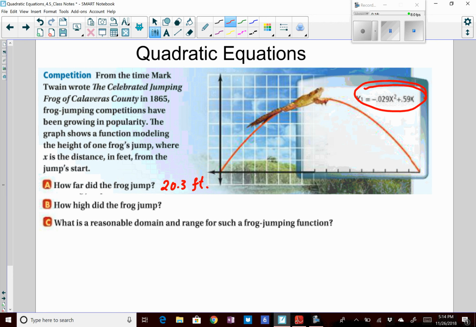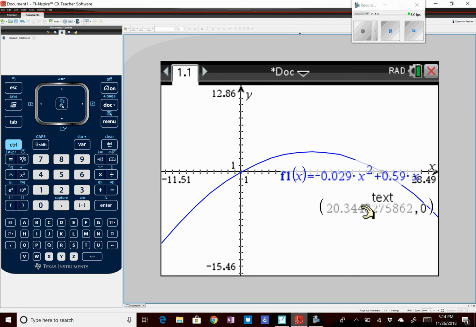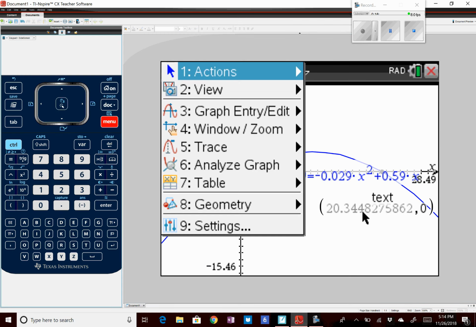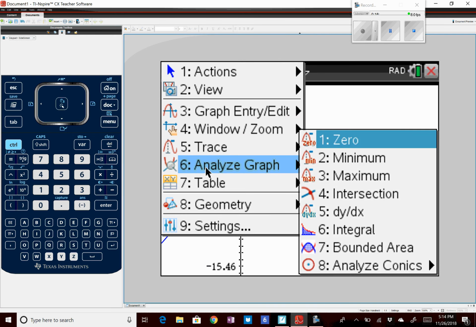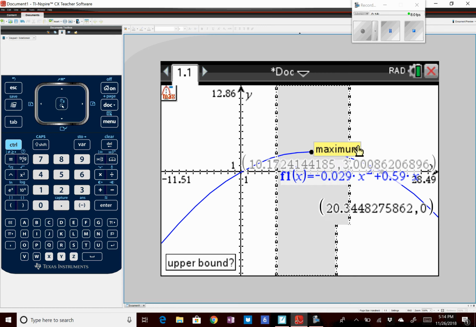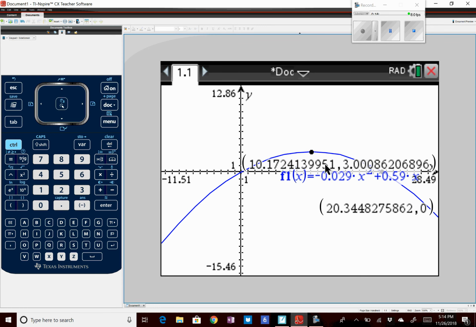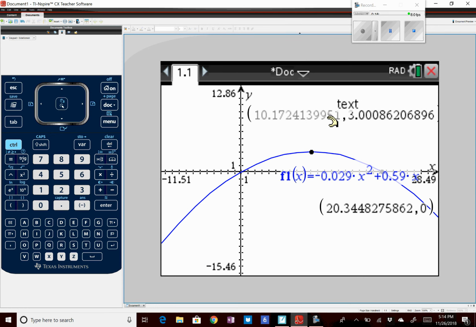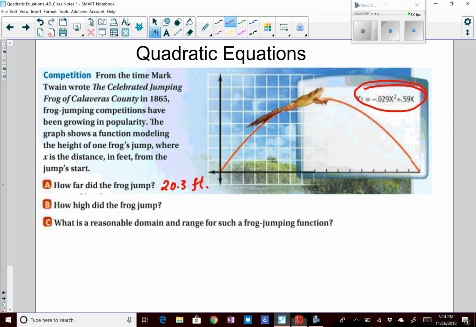It wants to know how high did the frog jump. So the height, the maximum height, is what we want to find on the parabola. So let's see, if we do Menu and Analyze Graph, we want the maximum. So we have a lower bound and an upper bound. It's telling us here, remember that the y coordinate is the height, so it jumped as high as 3 feet. Let's write that down.